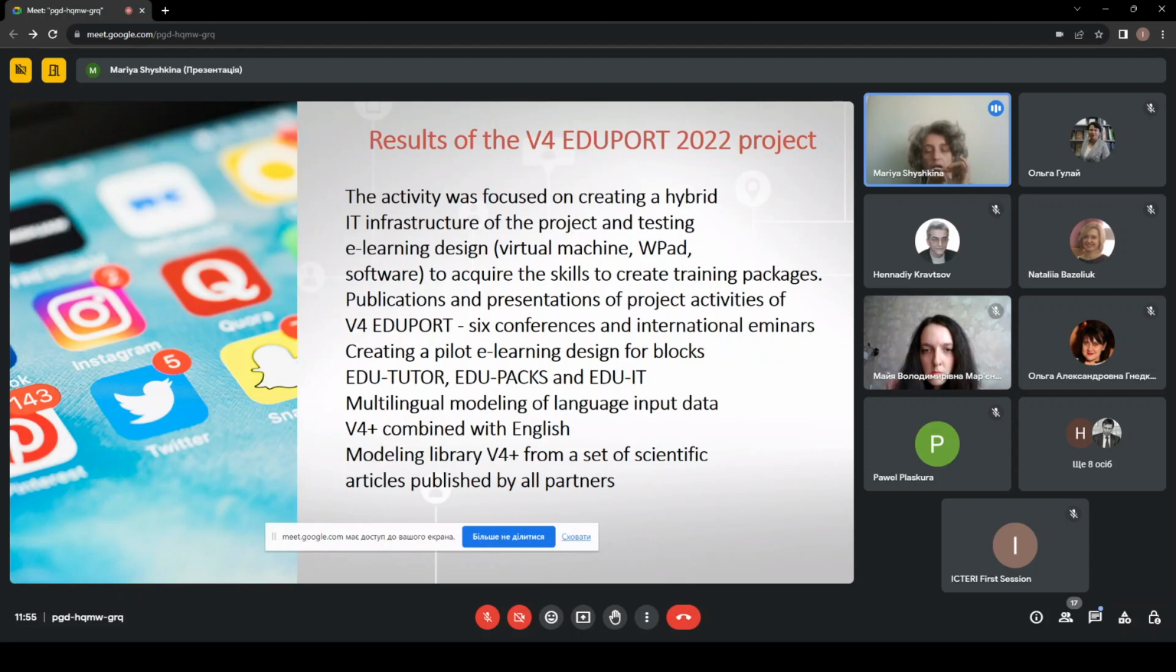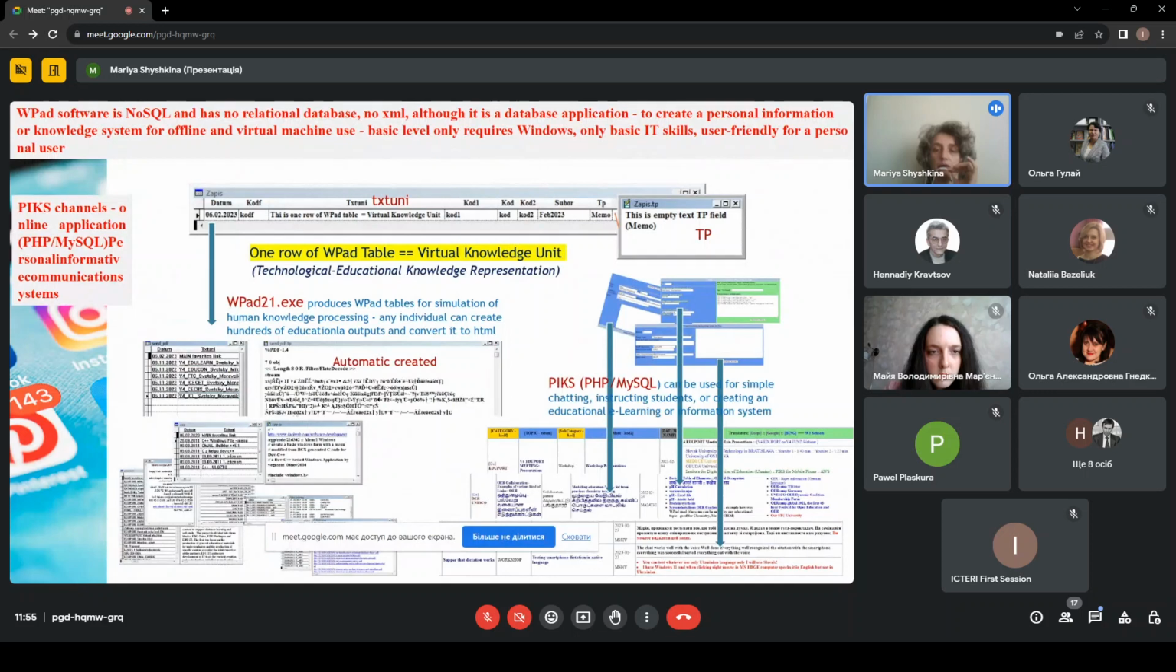The activity was focused on creating a hybrid IT infrastructure of the project and testing a learning design. It was a virtual machine and VPAD software. The author of the software is Stefan Svetsky. It is his development, and this software is NoSQL, has no relational database, no XML, although it is a database application for creating personal information or knowledge tables for offline use and for the virtual machine. The basic level only requires Windows, only basic IT skills, user friendly, and so on. And also the EPIX channel was used as a communication channel, also elaborated by Stefan Svetsky specifically for this project.